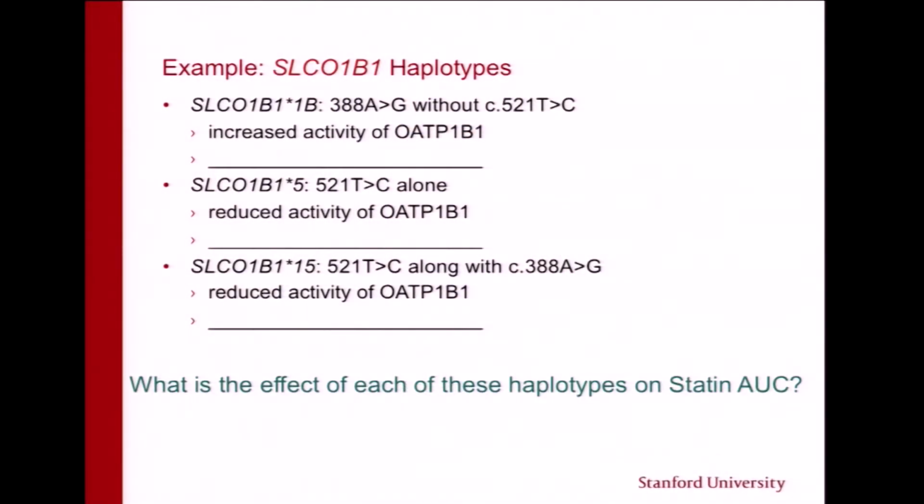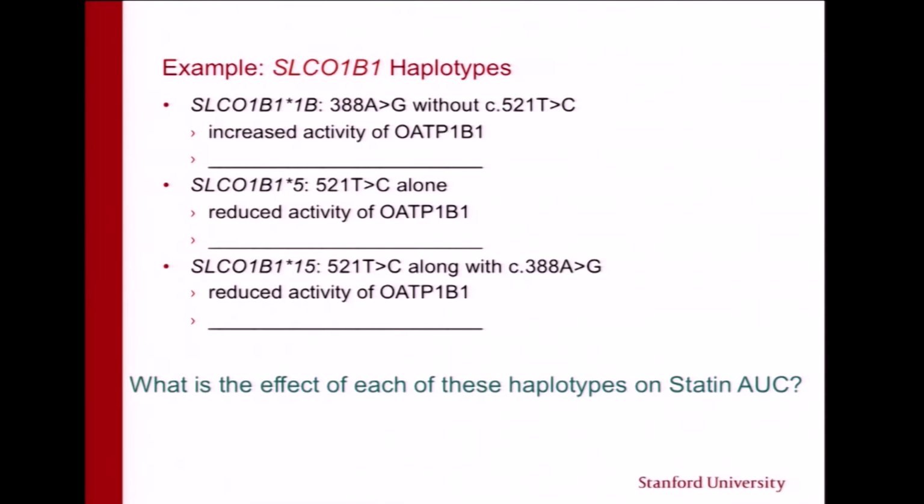Now, variation in the SLCO1B1 gene can affect the function of this transporter. There are a few different haplotypes that are most important in understanding the function of this gene. So the first is the *1B haplotype, which is a G at the 388 position. And this results in increased activity of the OATP1B1 transporter. The second haplotype is the *5 haplotype, which is a C allele at the 521 position. And it results in reduced activity of OATP1B1.